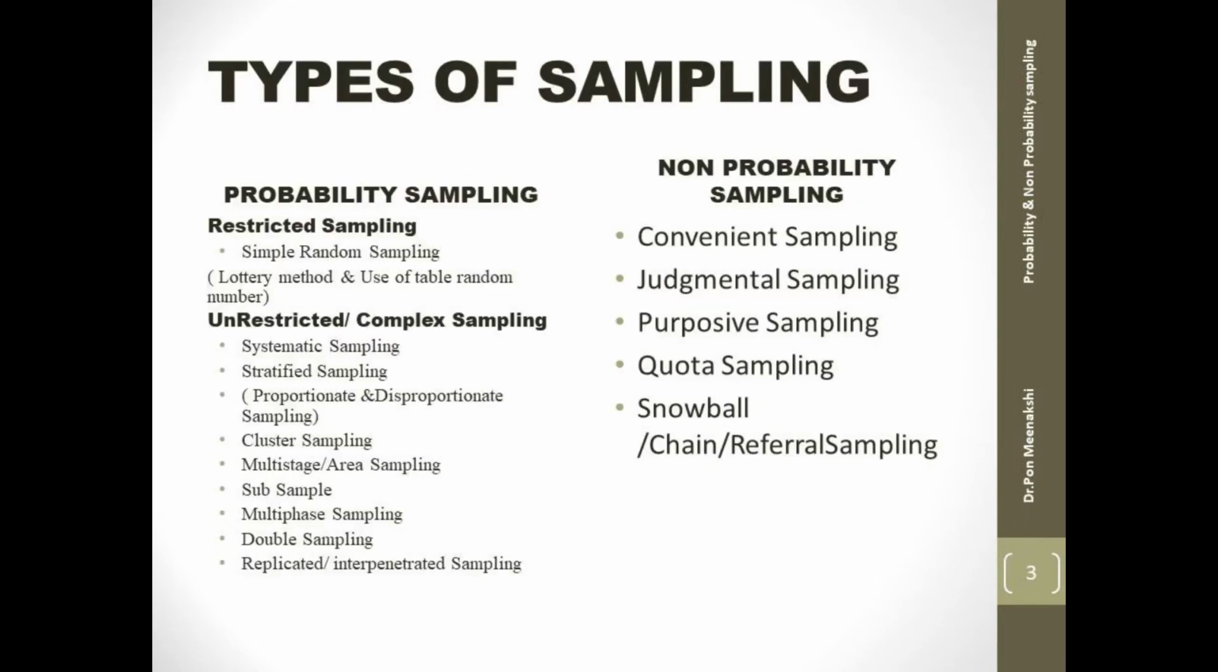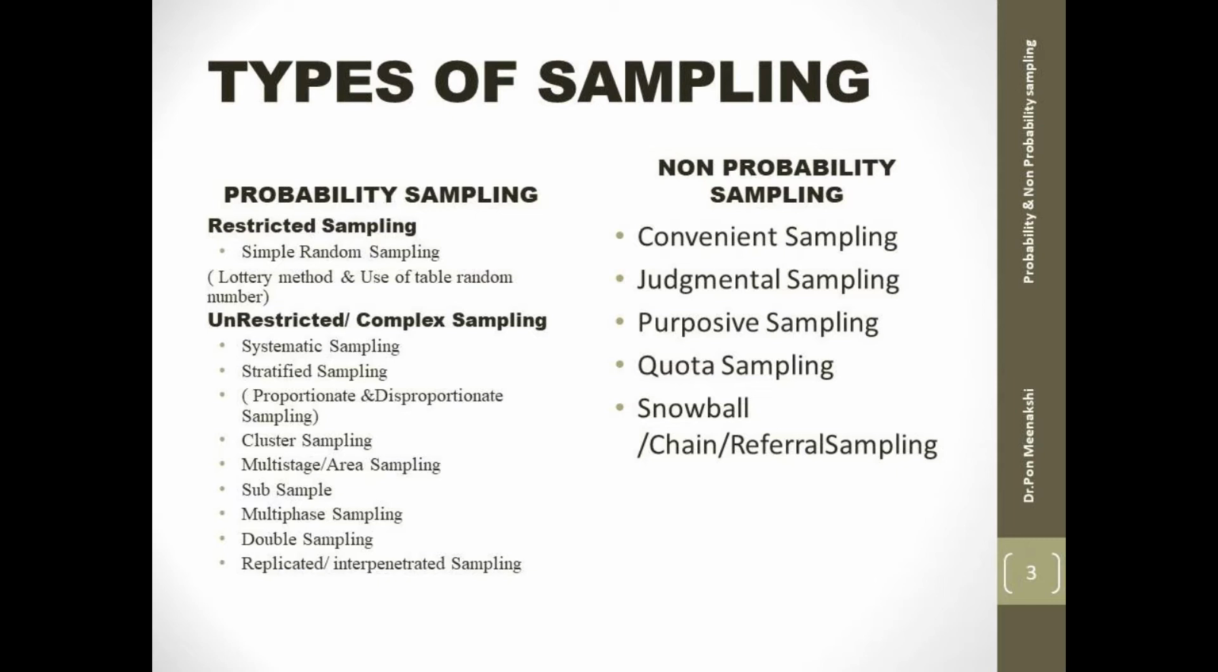Types of sampling are broadly classified into probability and non-probability. Probability sampling: every element of the population has an equal chance of being selected. Non-probability sampling is at the discretion of the researcher.